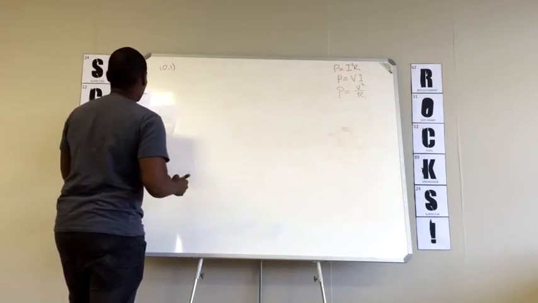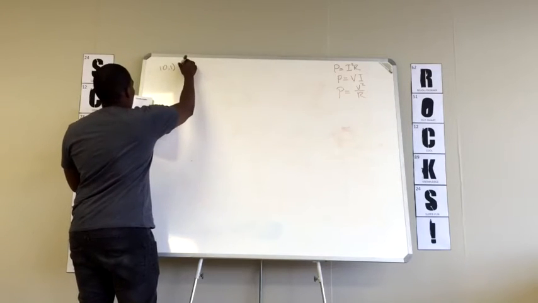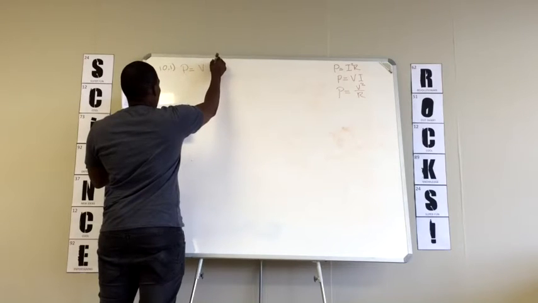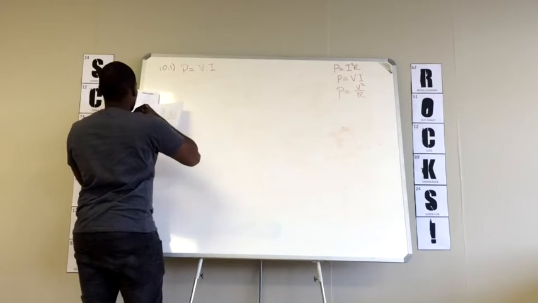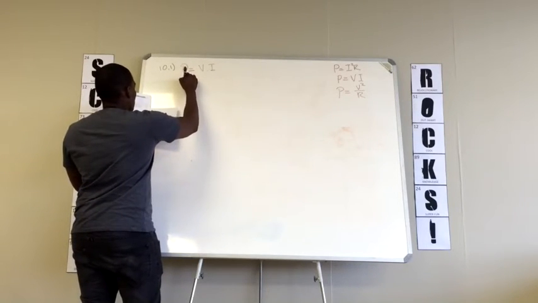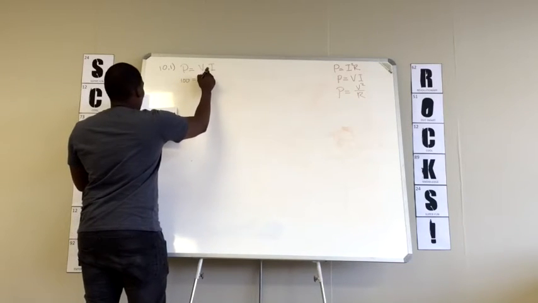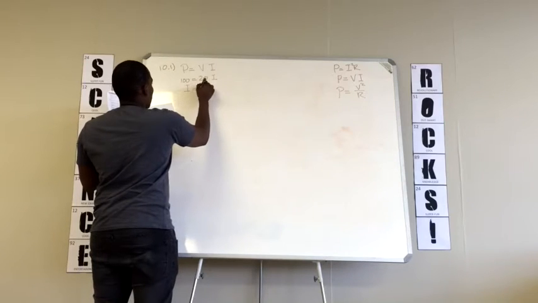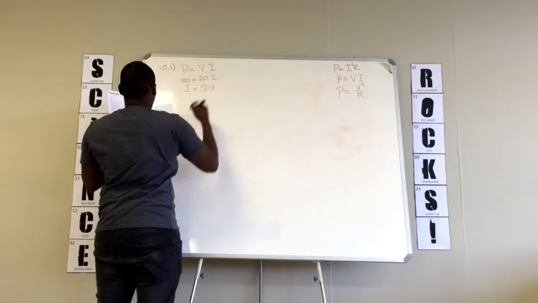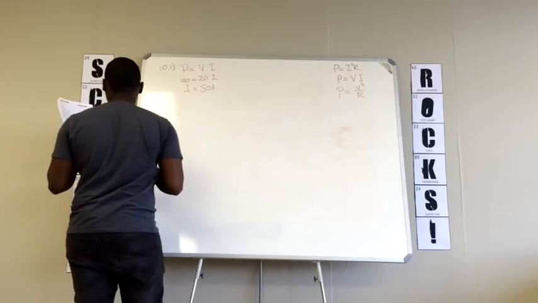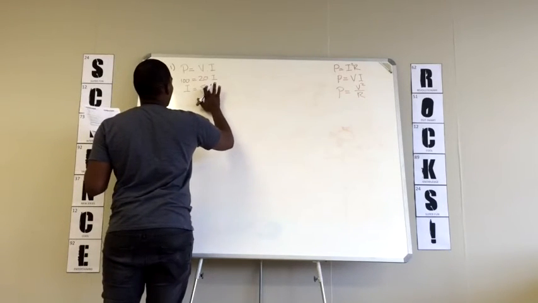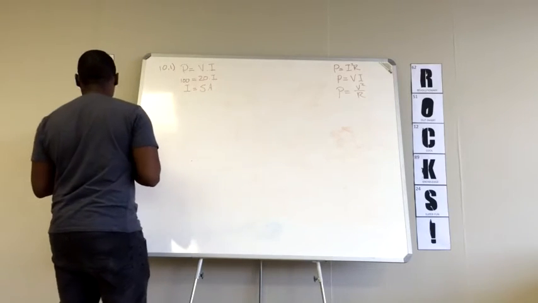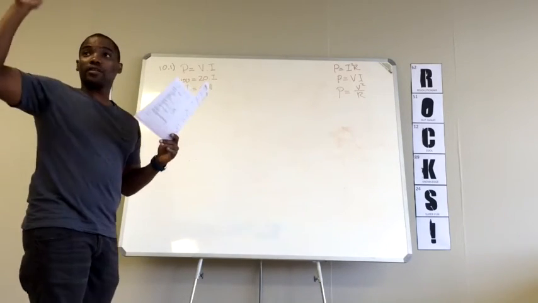So now what do I do here? Power is equal to V times I. My power is 100 watts. My voltage is 20 volts times I. My current is therefore 50 amps. Wait, sorry, 5. Apologies. 5 amps. Makes sense?